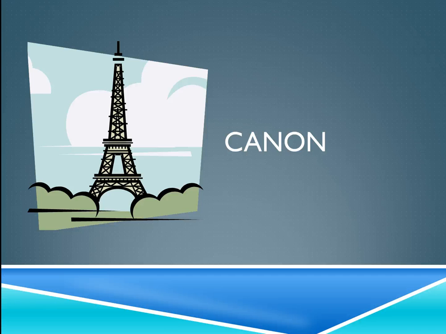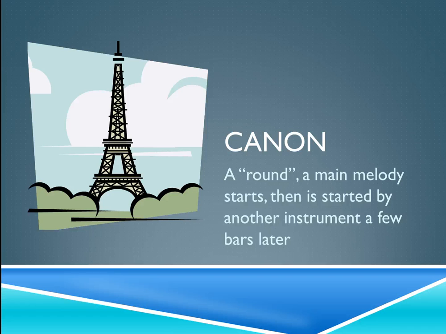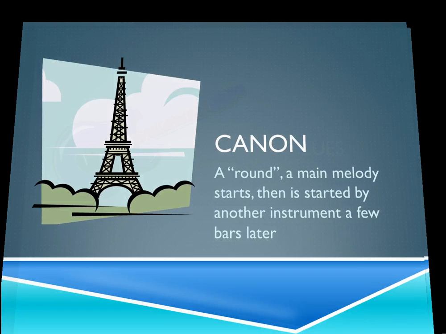A canon. Now the reason I've got a little Eiffel Tower there is because a canon is a round. A main melody starts and is started by another instrument a few bars later. So if you think of the song Frère Jacques, which you may have sung as a child in primary school, Frère Jacques, dormez-vous, etc., the first group would start with the Frère Jacques, and when the first group gets to dormez-vous, the second group starts with Frère Jacques, and that's what the round is, and it keeps going round and round and round. Okay, that's why it's also called a round, but technically it's called a canon.